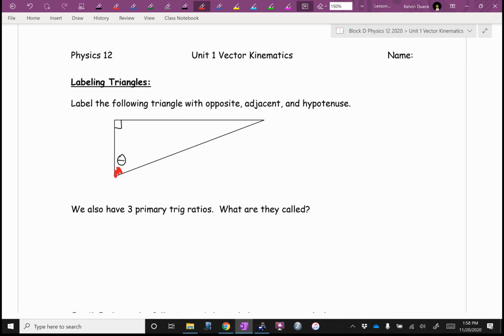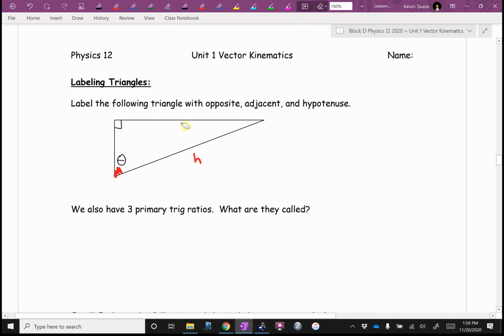Which one is the hypotenuse? Left, top, or bottom right? The hypotenuse is the longest side. It's also always across from the 90 degree angle. You can kind of imagine that the right angle symbol is an arrow pointing towards the hypotenuse.